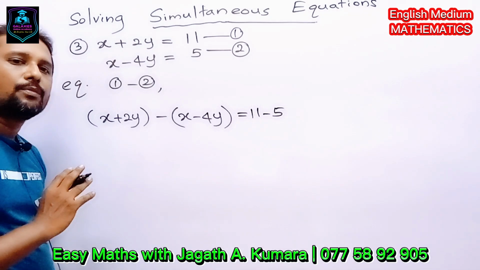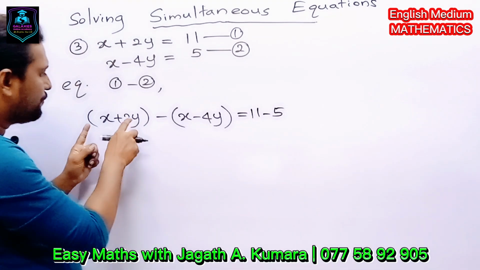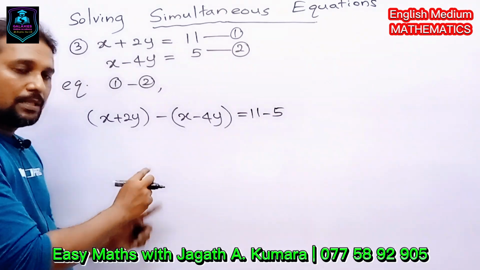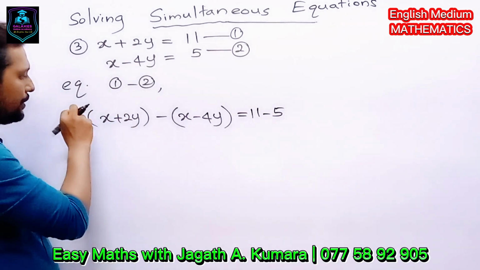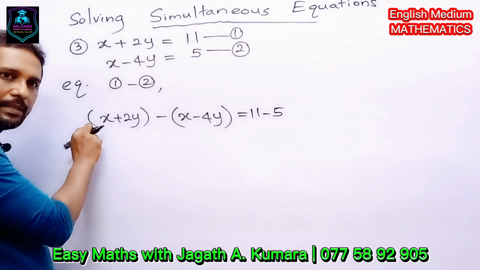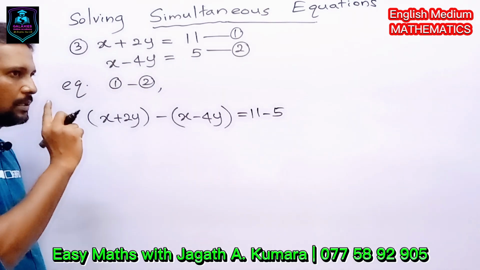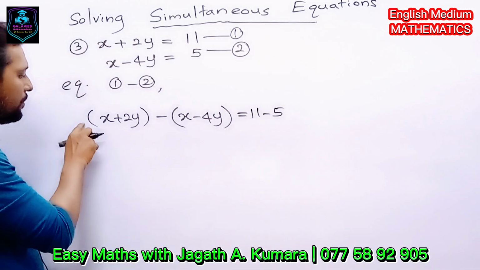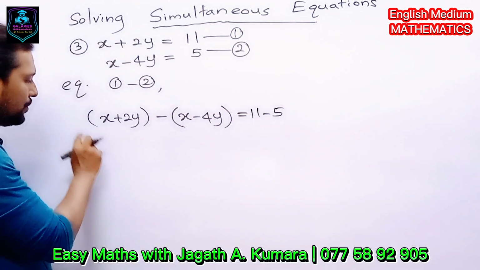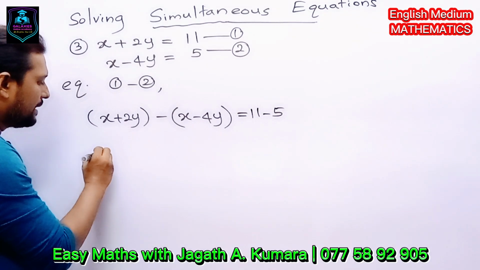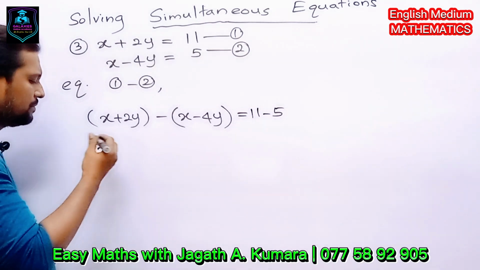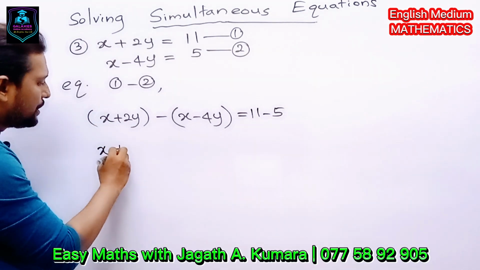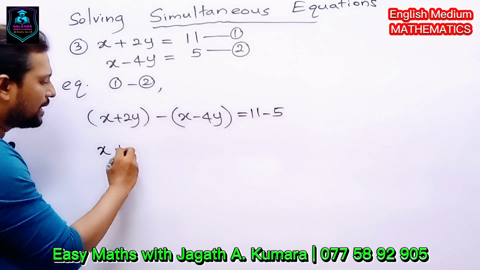Then carefully remove the brackets. The first bracket, outside the term is positive 1. So x and 2y you have to multiply by positive 1, right? Then also you consider the signs when you multiply. Positive multiply positive, positive. 1 multiply x, 1x. 1x we can write x. Positive multiply positive, positive. 1 multiply 2y, 2y.